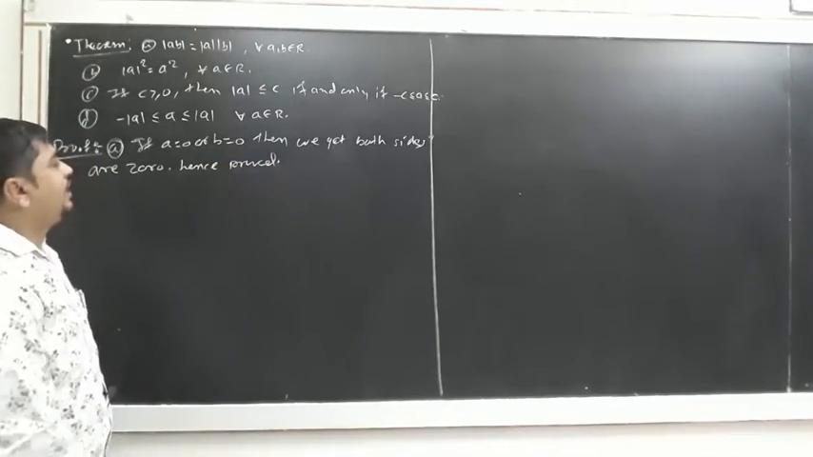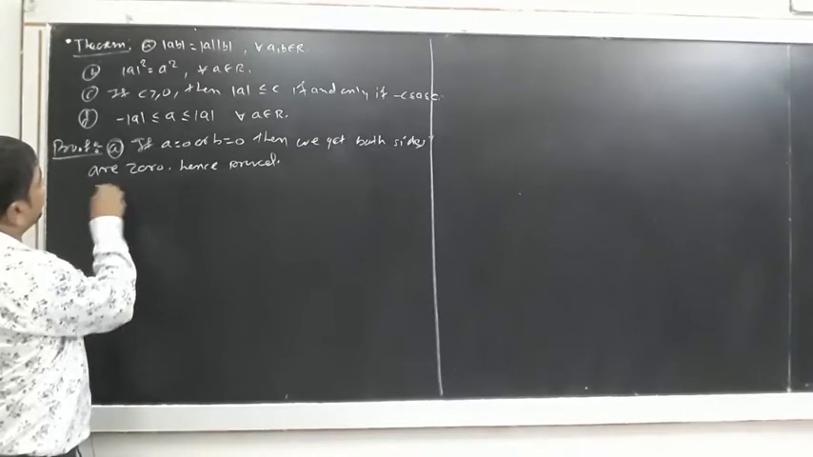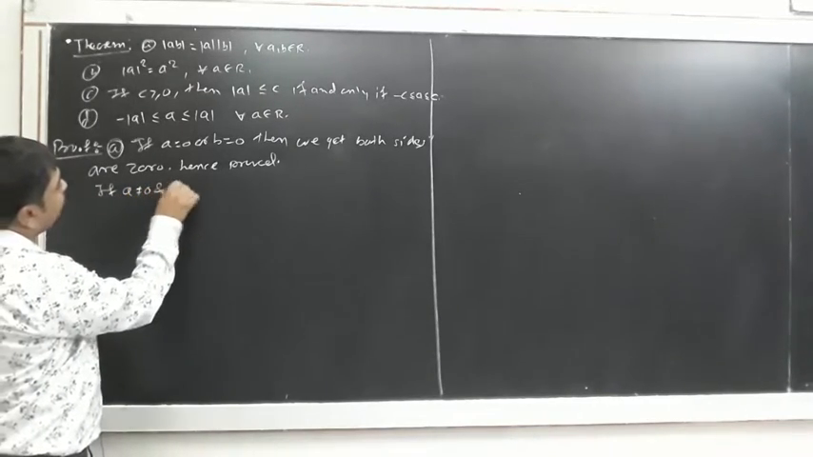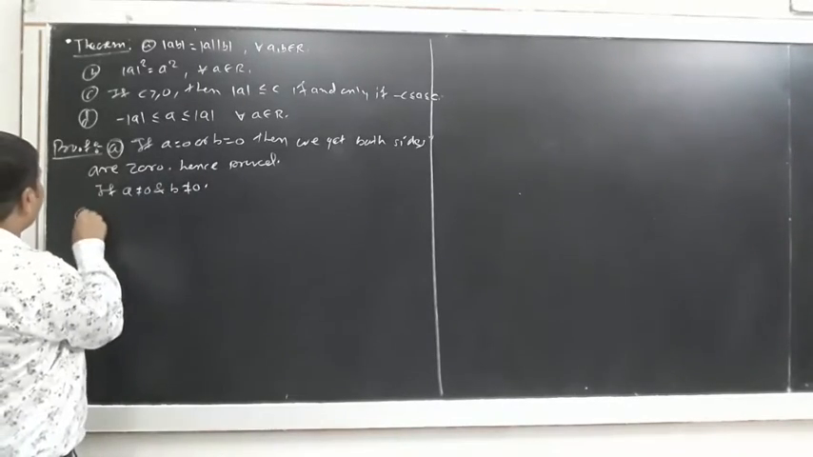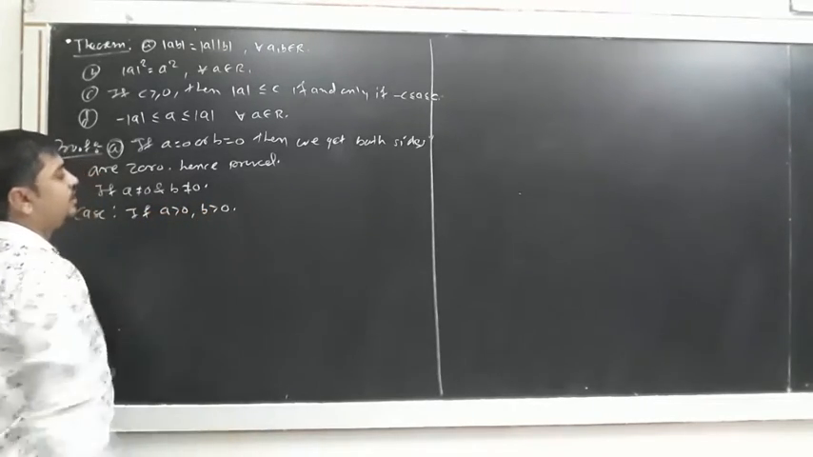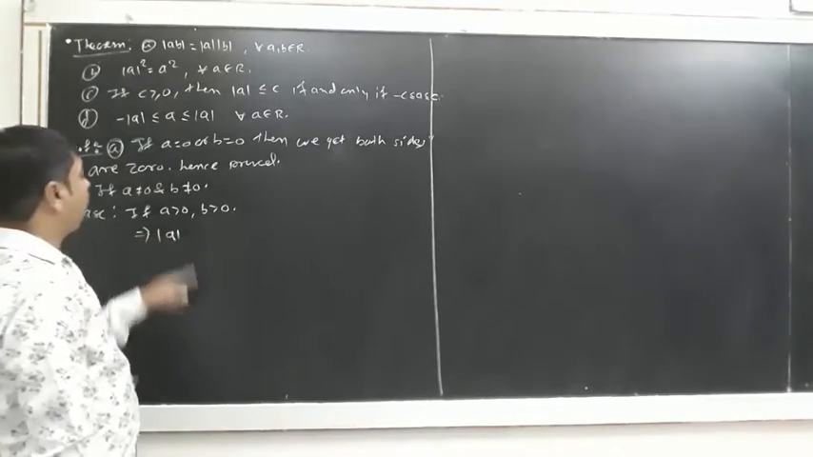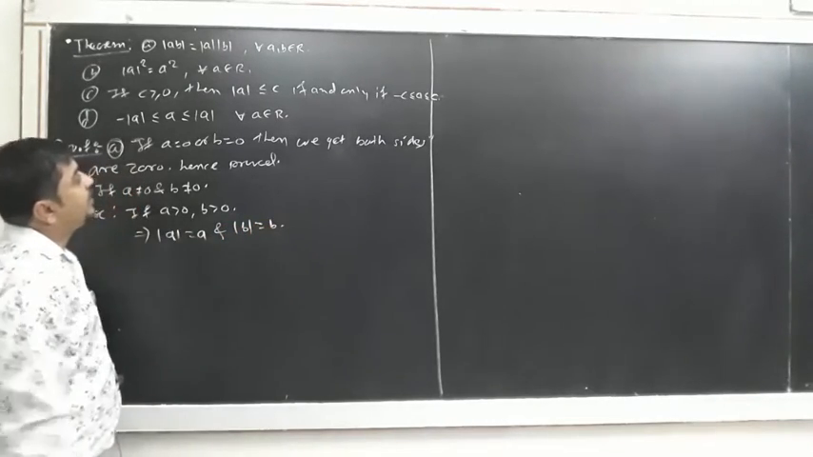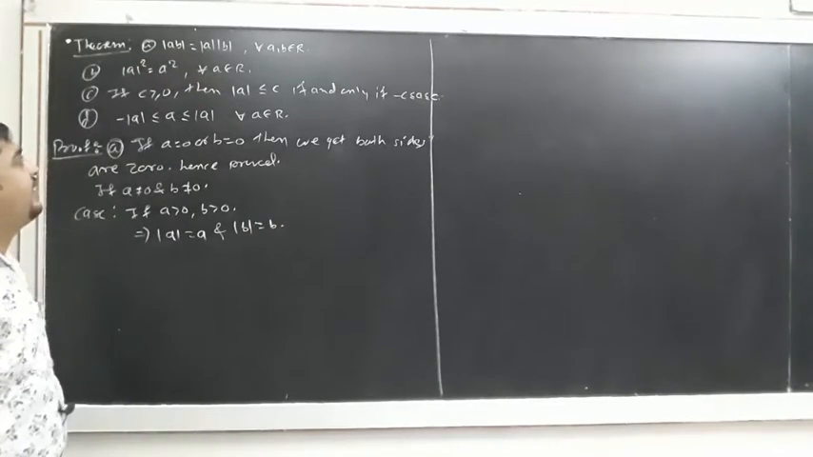So it is proved for A equal to 0 or B equal to 0. If A is not equal to 0 and B is not equal to 0, then there are 4 cases. First case: both A greater than 0 and B greater than 0. Then mod A is equal to A, and mod B is equal to B. And we have to prove mod of AB is equal to mod A into mod B.